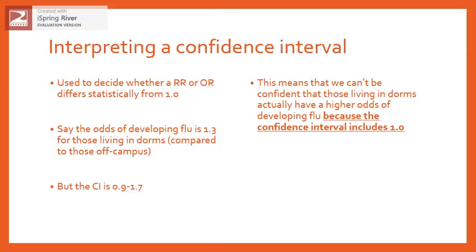If the confidence interval includes 1, we would say we calculated an odds of 1.3, but we're not confident that that's actually an increased odds. So we would say there's no increased risk of developing flu for those living in dorms. If the confidence interval includes 1, it's not statistically different from 1.0.